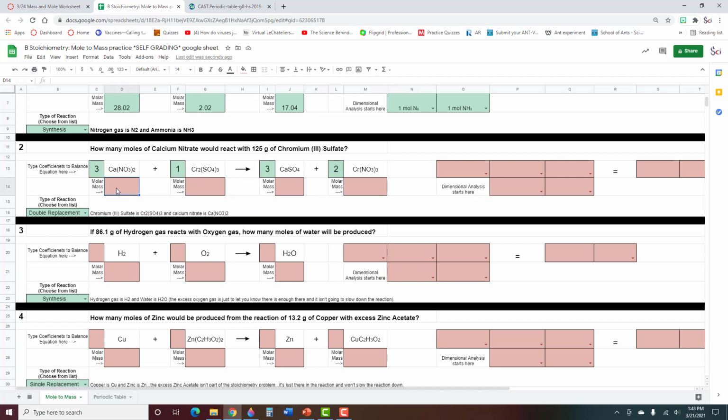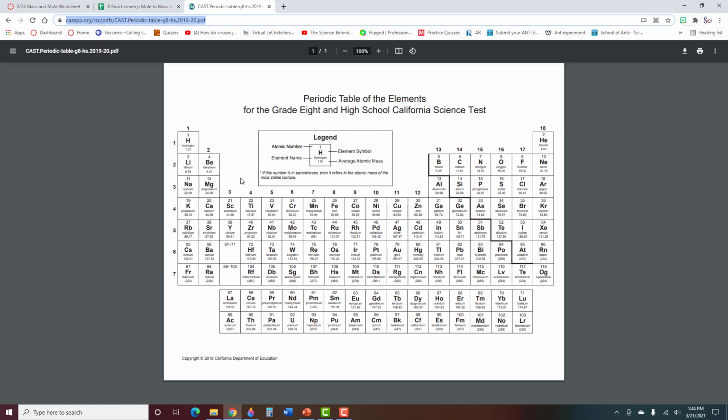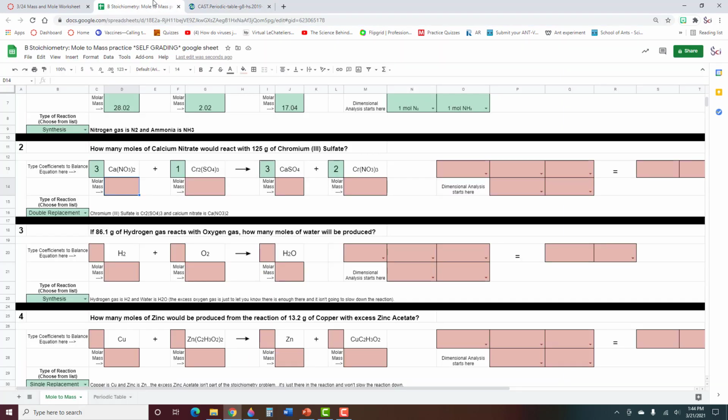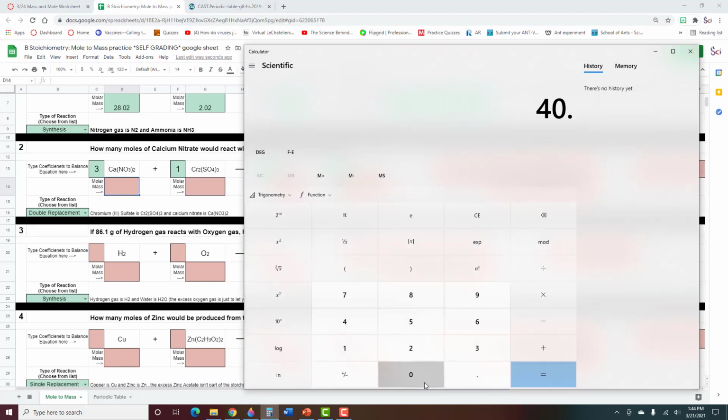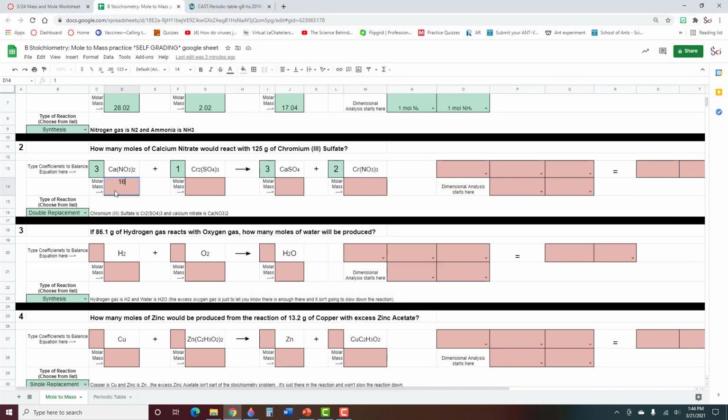Alright, so the next step is to find the molar mass, and I have Ca(NO3)2. So you find Ca, you find N, you find O, and so Ca is 40.08, and then add that to nitrogen, which is 14.01, but times 2 because there's a 2 outside the parentheses, and then add that to oxygen, which is 16 times 6 because of the 3 inside and the 2 outside. So 164.1.